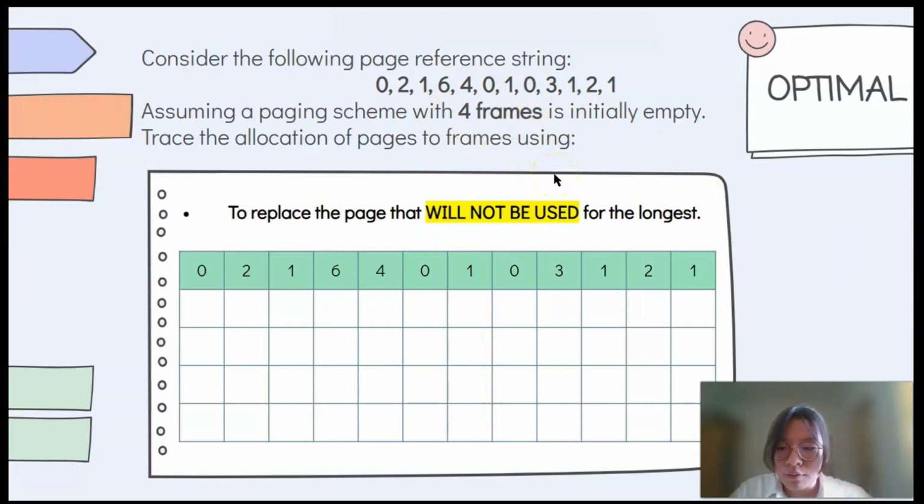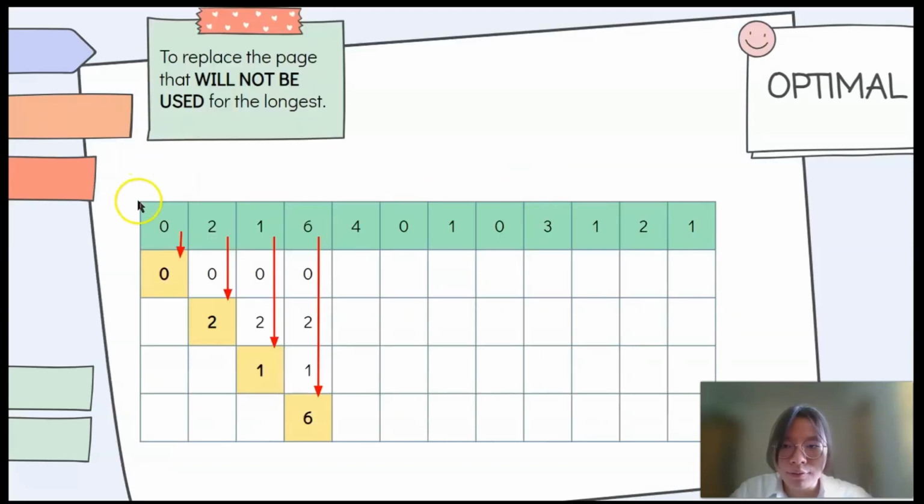Next, we insert the first number, which is 0, into the empty frame, and the yellow frame represents the page fault. What is a page fault? A page fault is a page that only appears for the first time.